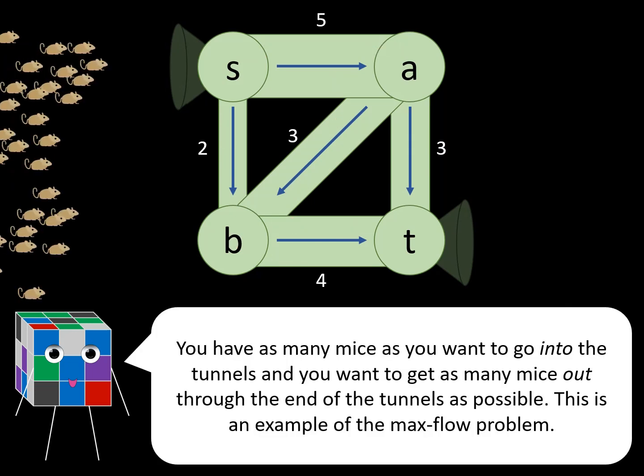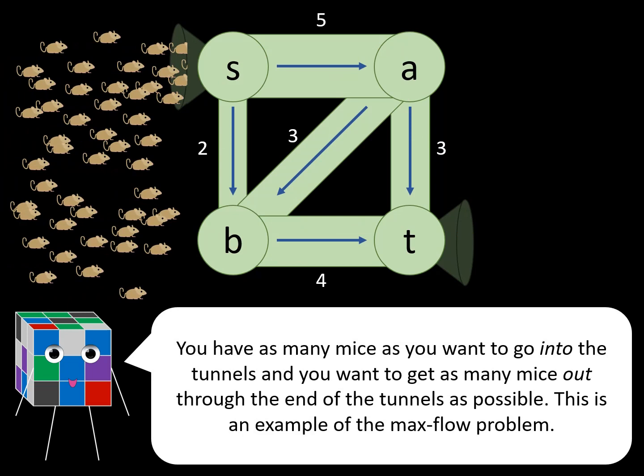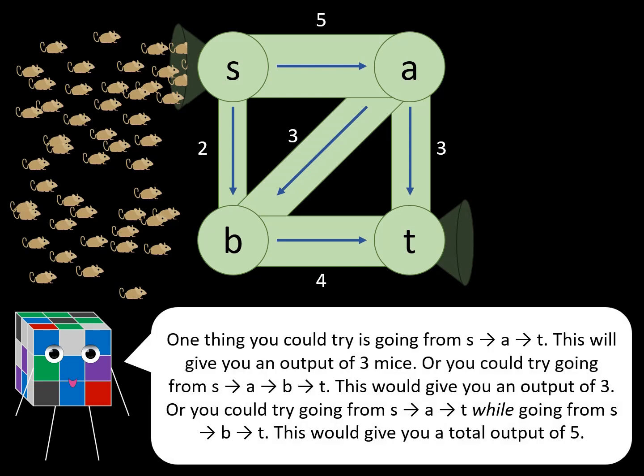You have as many mice as you want to go into the tunnels, and you want to get as many mice out through the end of the tunnels as possible. This is an example of the max flow problem. One thing you could try is going from S to A to T. This will give you an output of 3 mice.